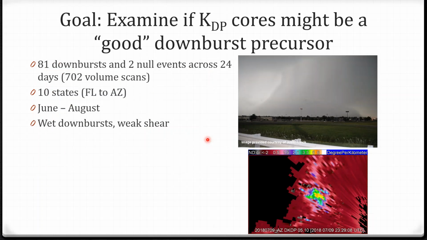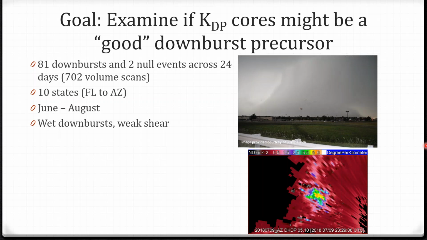All right, thank you, Jake. I hope everyone can see my PowerPoint. But to address those questions that Jake just mentioned, our goal really is to look at a bunch of different radar data and see if KDP cores might be a quote-unquote good downburst precursor signature.